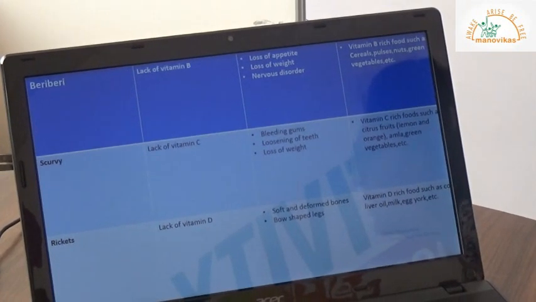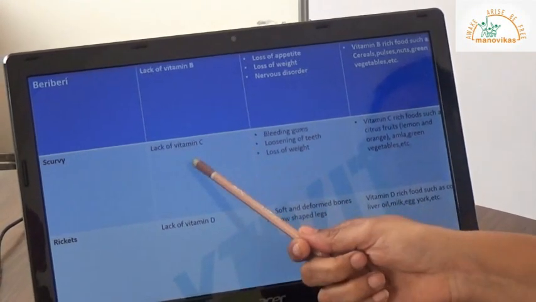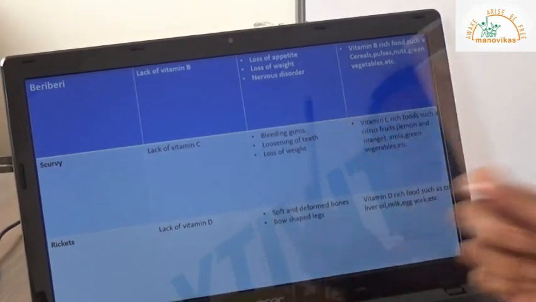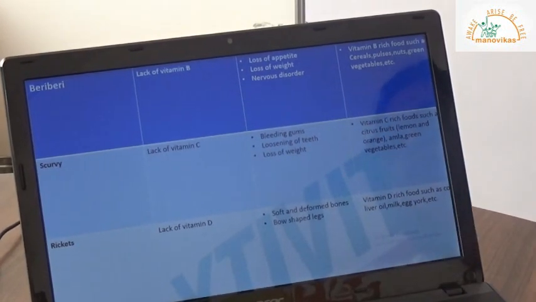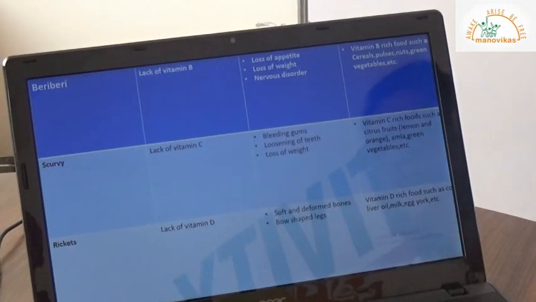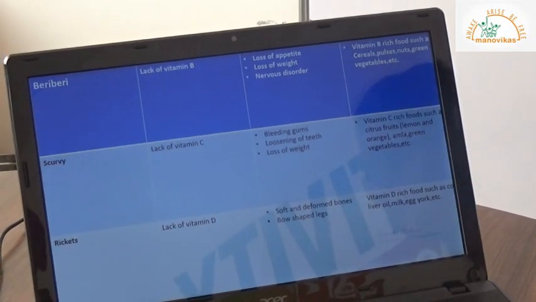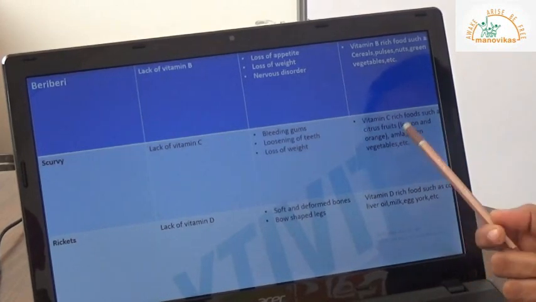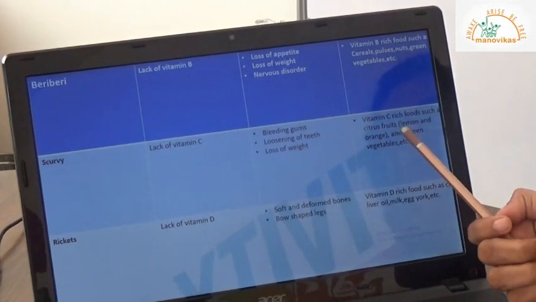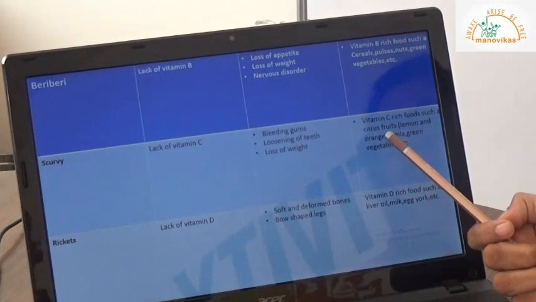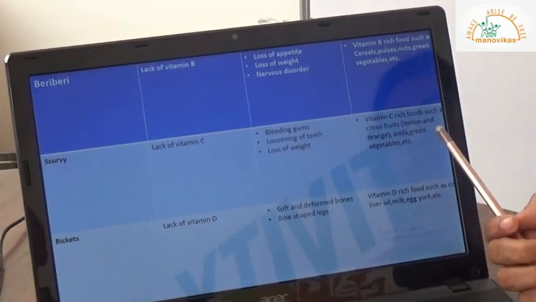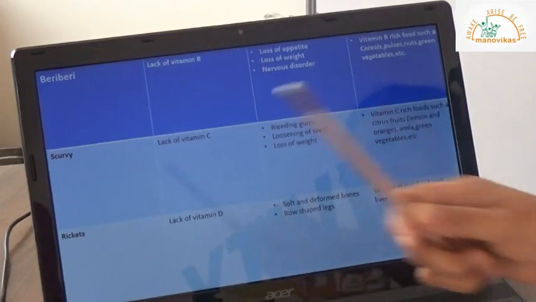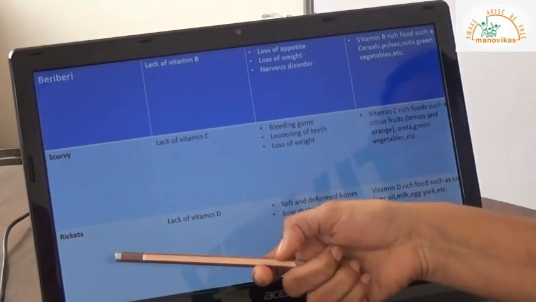Scurvy is a disease that is caused due to lack of vitamin C. The symptoms are bleeding gums, loosening of teeth and loss of weight. This can be treated by eating food rich in vitamin C, like citrus fruits, that is lemons, oranges, amla and green vegetables. Next, we come to rickets.